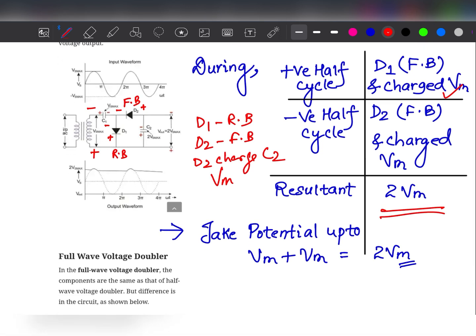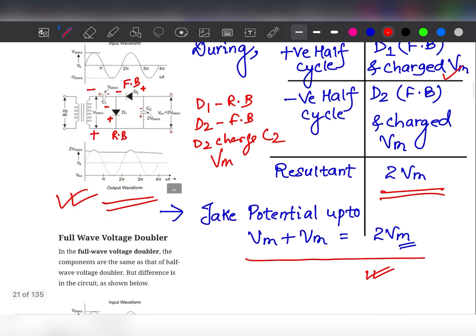We take the potential Vm plus Vm, and the total potential in a complete AC cycle is two times the AC input voltage in DC form, because the diode converts this AC into DC voltage. Now the waveform will look like this. This is the output waveform, so you understand it very well.